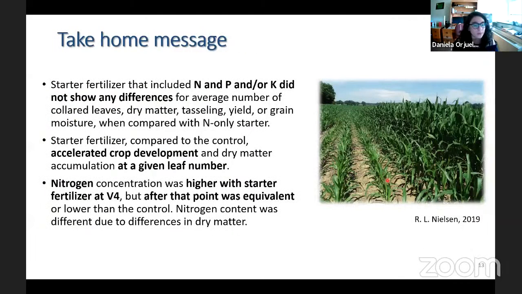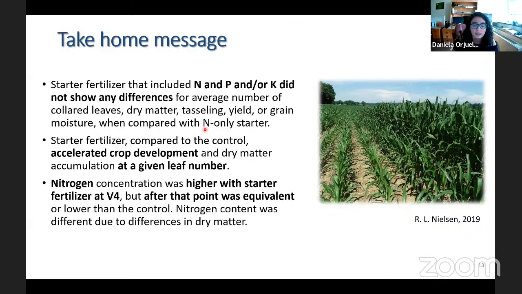So with that, I would like to give you my take-home messages and something that I hope you remember of this presentation. The starter fertilizer that included phosphorus or potassium did not show any difference from the one that had only nitrogen in all the variables that we measured across the season.